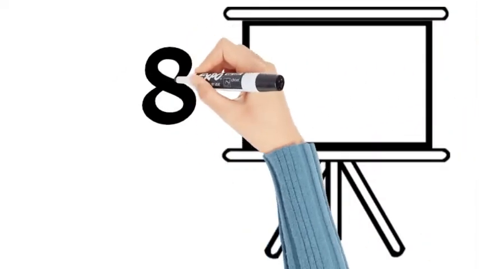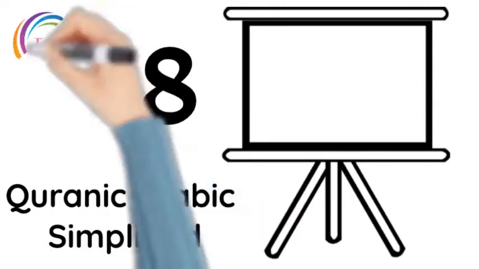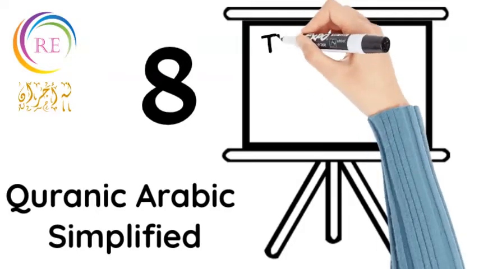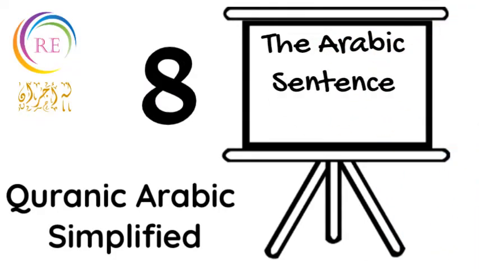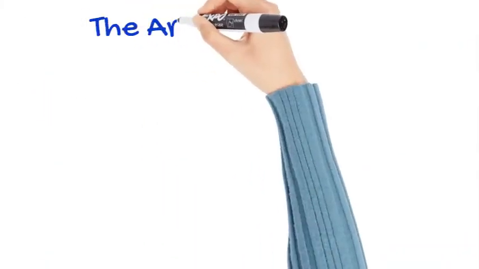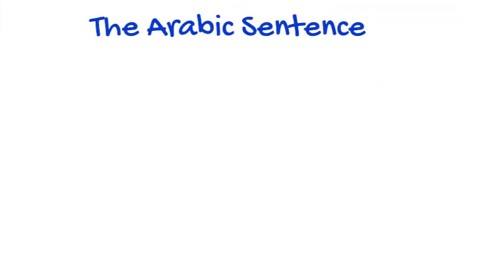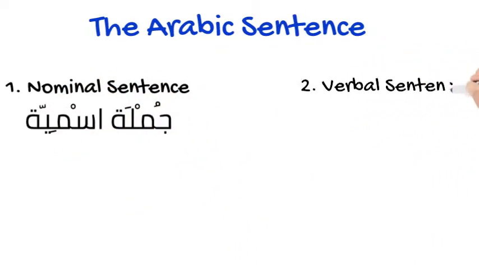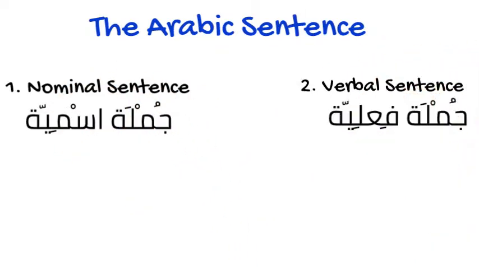This is lesson number 8 in this Quranic Arabic Simplified series that is designed to help you learn Arabic for the purpose of understanding the Quran. And in this lesson, we will talk about the structure of the Arabic sentence, or al-jumla. So the Arabic sentence is one of two types, either a nominal sentence, which in Arabic is al-jumla al-ismiyya, or a verbal sentence, which is al-jumla al-fi'liyya.